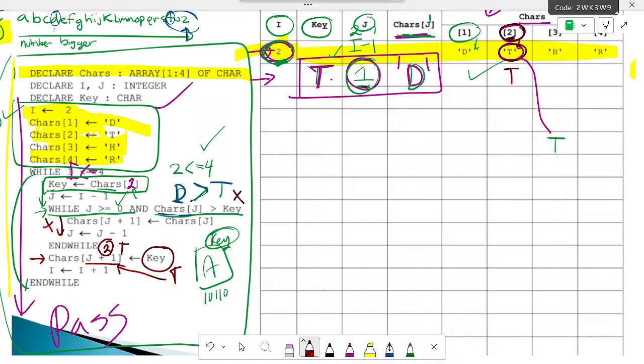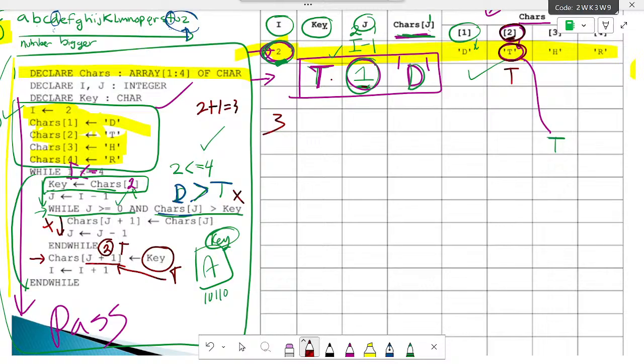What is the value of i now? 2. I is 2. What is 2 plus 1? 3. So i is 3. Write down a 3. Okay? So this is 1 mark.